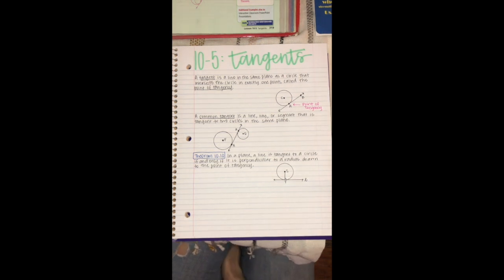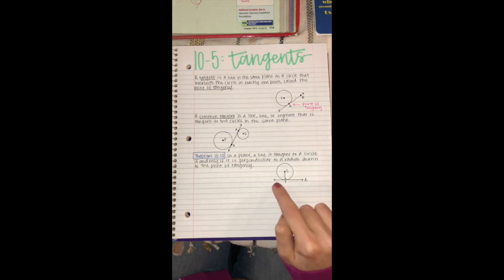Our first theorem is theorem 10.10, and it reads, in a plane, a line is tangent to a circle if and only if it is perpendicular to a radius drawn to the point of tangency. So what this means is we have to have a radius to be able to do this, but if you have a radius drawn and you have this line, it's going to be tangent if they're perpendicular. And remember that perpendicular means it has a right angle. So if we see that right angle, we then know that these two lines are perpendicular, and therefore it is tangent to the circle. So line L is tangent to circle S.